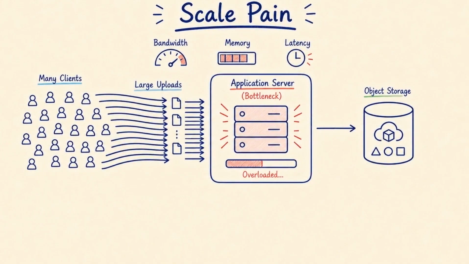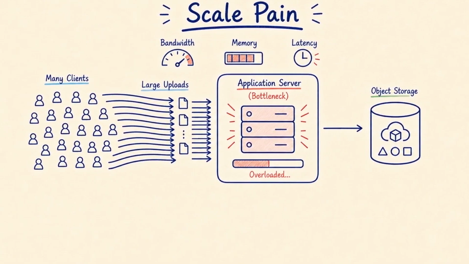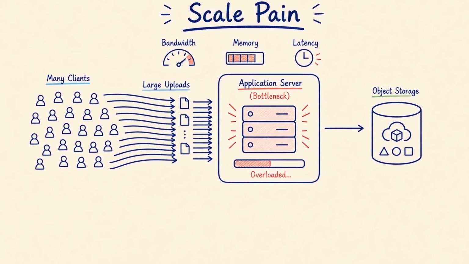The first production pressure usually shows up here. That is the moment when a pleasant diagram turns into an engineering decision.